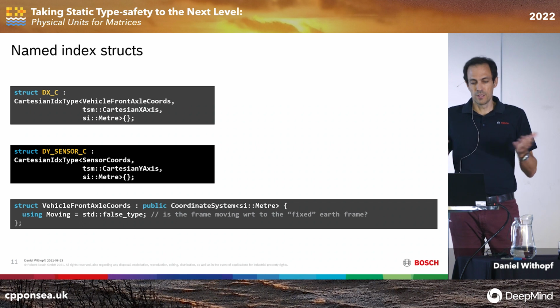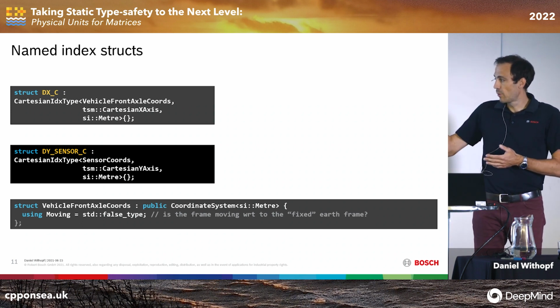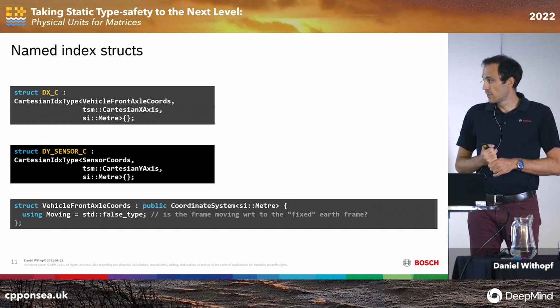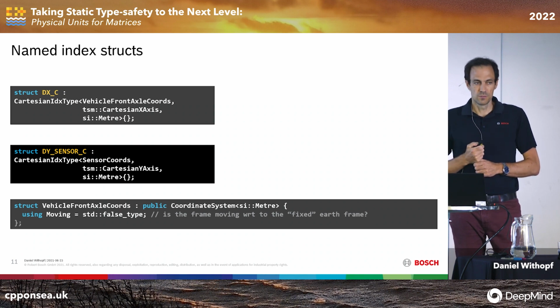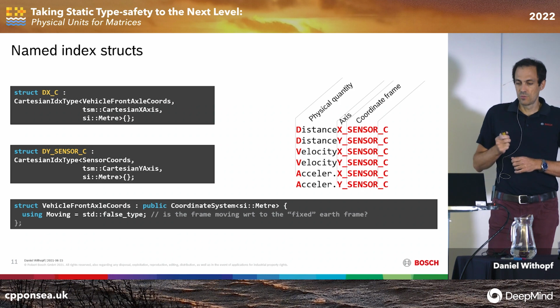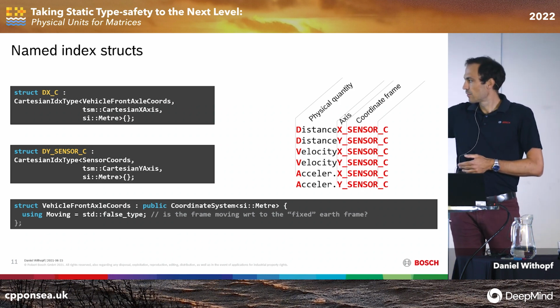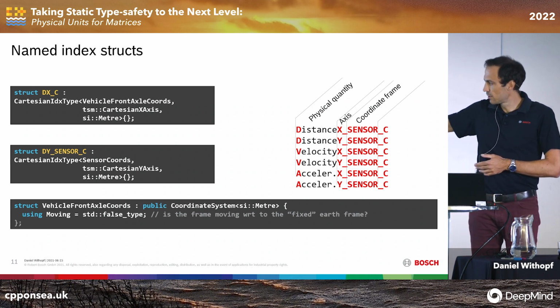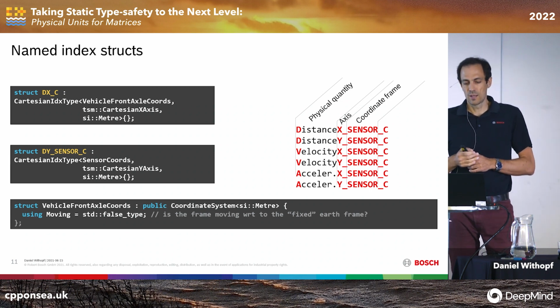Now we can also create different structs and different coordinate frames. This here, dy sensor, would be the y distance or position in sensor frame. And you simply list the different coordinate frames, say that this is the y-axis, and again specify the physical unit. So as a general rule, these indices have three parts. They consist of a physical quantity specifier in the beginning: distance, velocity, acceleration. We have an axis identifier in the middle: x, y, z. And the last part specifies the coordinate frame.